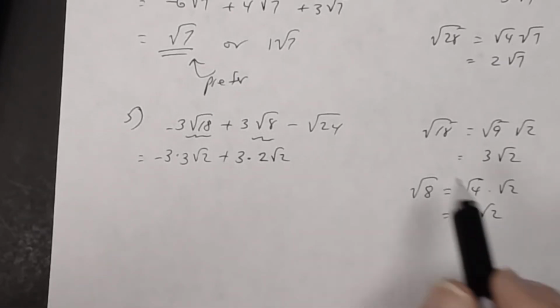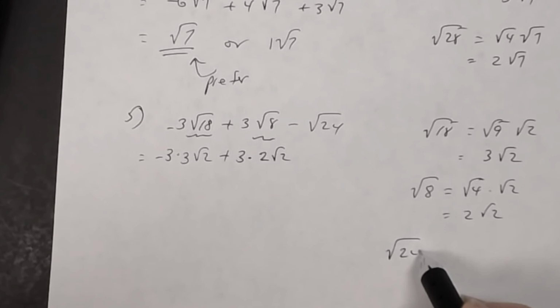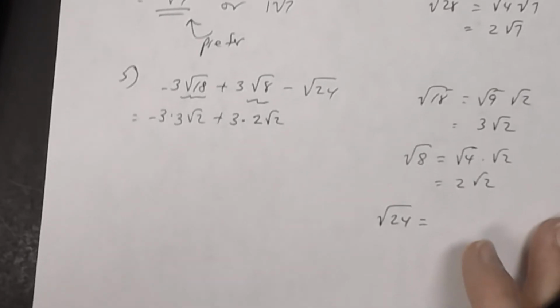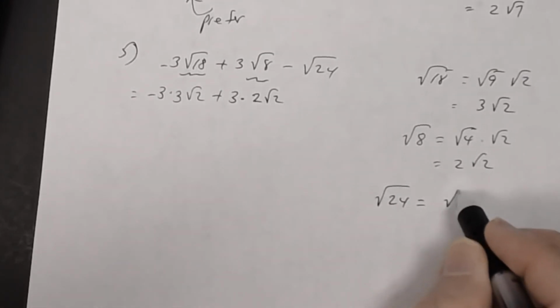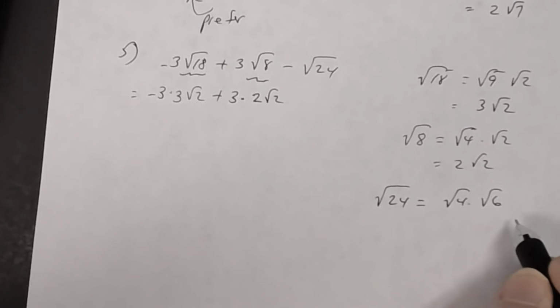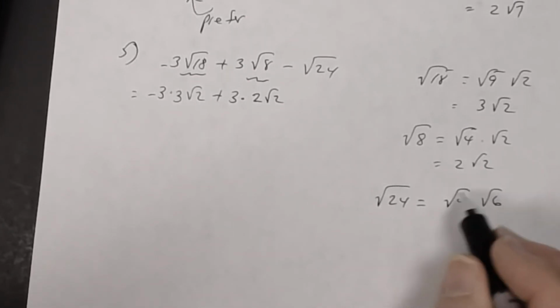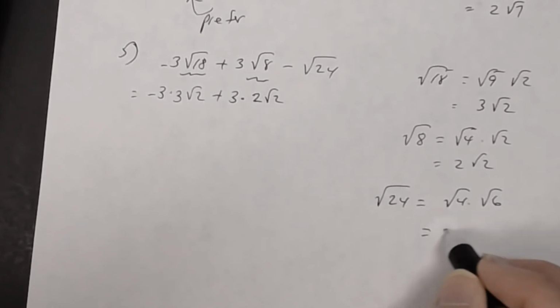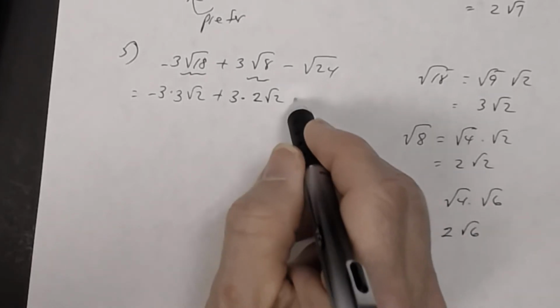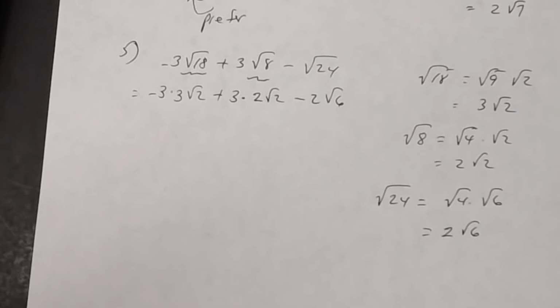All right, and let's look at the square root of 24. What's the largest perfect square that goes into 24? Okay, 4. So it'll be the square root of 4 times the square root of 6, right? Because 4 times 6 is 24. Square root of 4 is 2, so it'll be 2 square root of 6. So it becomes minus 2 square root of 6.